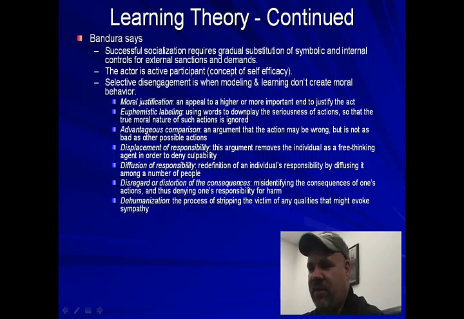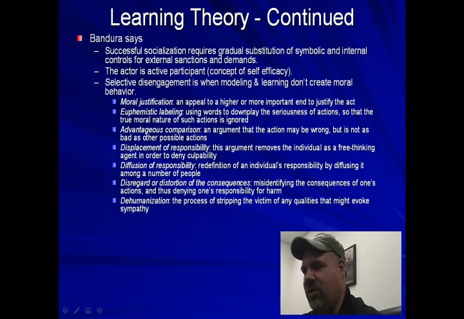Advantageous comparison, an argument that the action may be wrong, but is not as bad as other possible actions. Displacement of responsibility. This argument removes the individual as a free-thinking agent in order to deny culpability. Diffusion of responsibility. Redefinition of an individual's responsibility by diffusing it among a number of people.